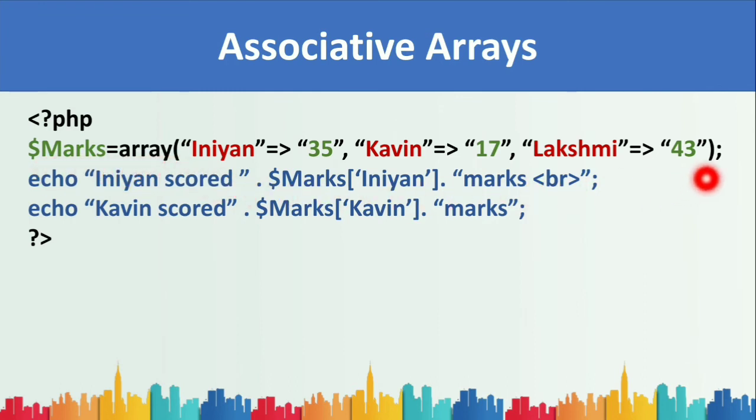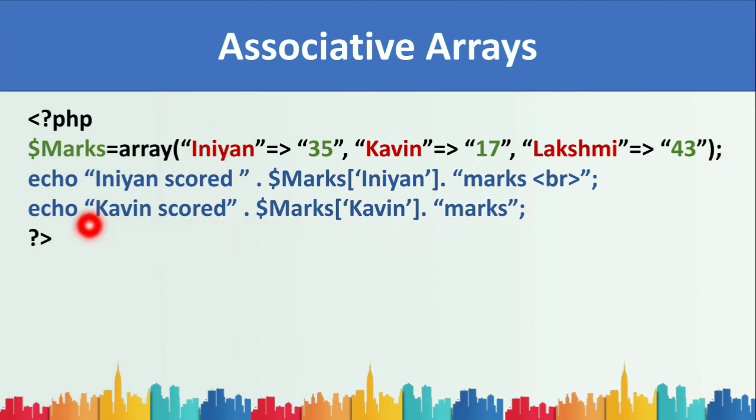Inside the open and close brackets, we have key and the value. So the first key is Inian. Since it is a string, since it is alphabet, we have to use double quotes. So Inian, and this is the associative operator and we are pointing to the value 35. So Inian and the value is 35. Then comma, the next key is Kavin and the value is 17, comma, the third key is Lakshmi and the value is 43. Finally end with a semicolon.